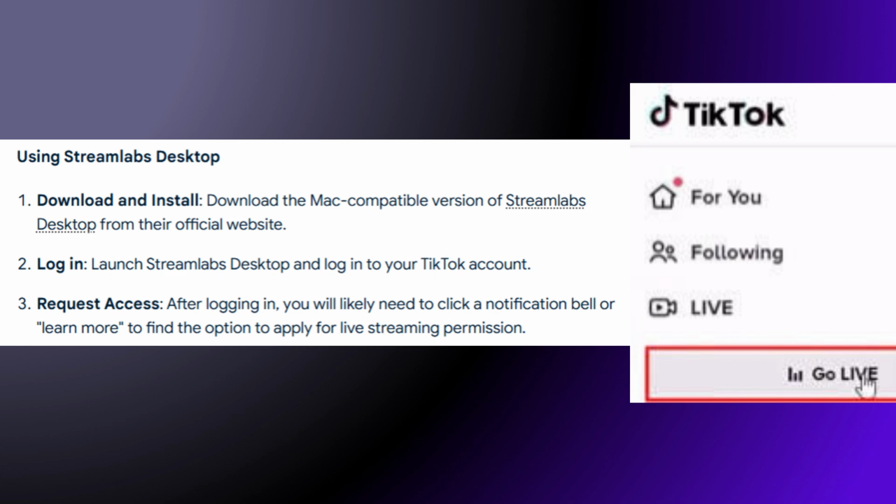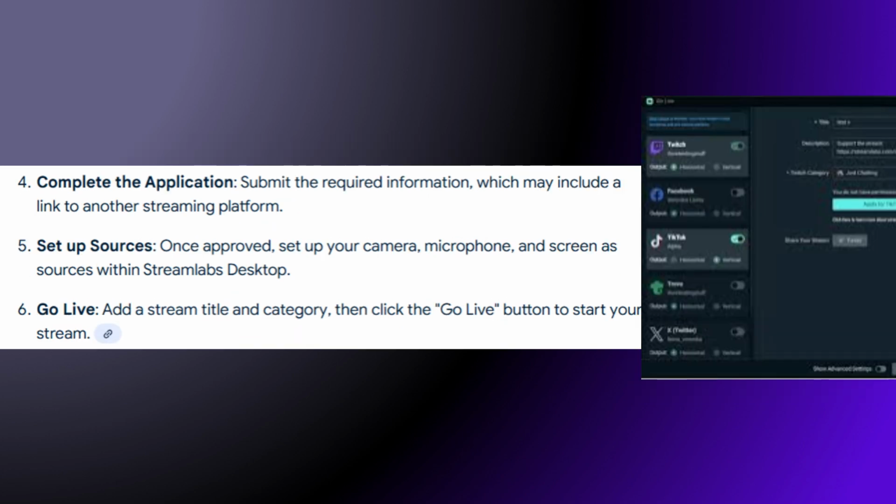After logging in, you will likely need to click a notification bell or learn more to find an option to apply for live streaming permission. Submit the required information, which may include a link to another streaming platform.